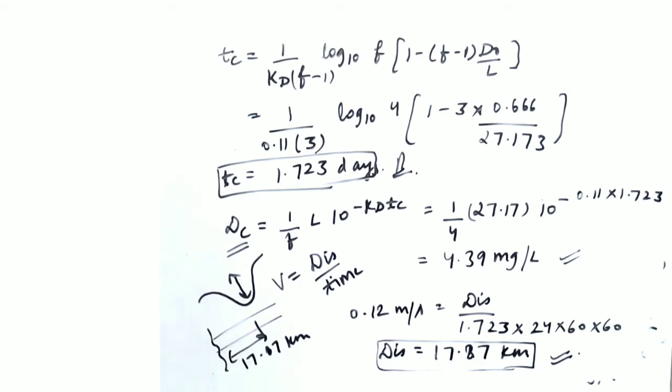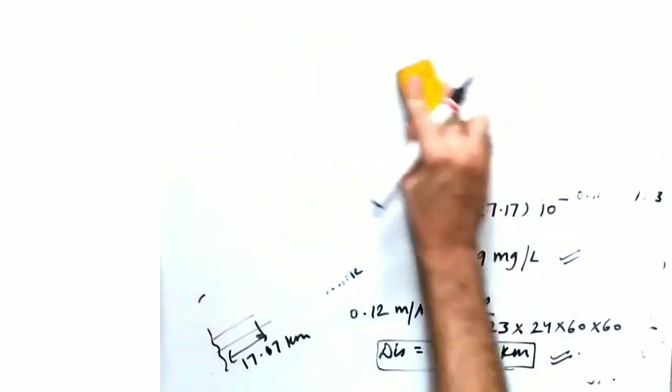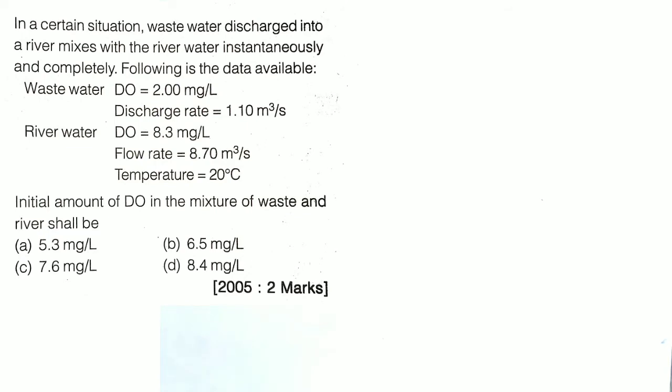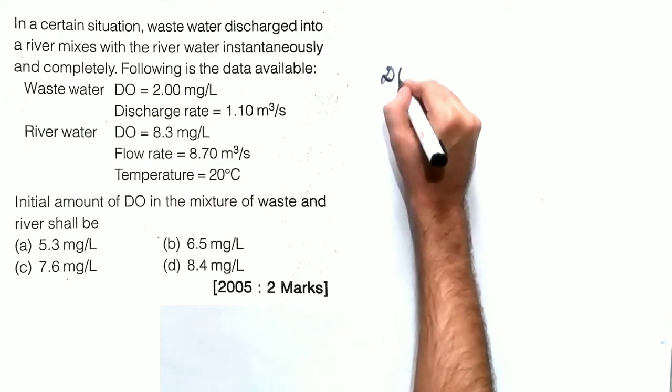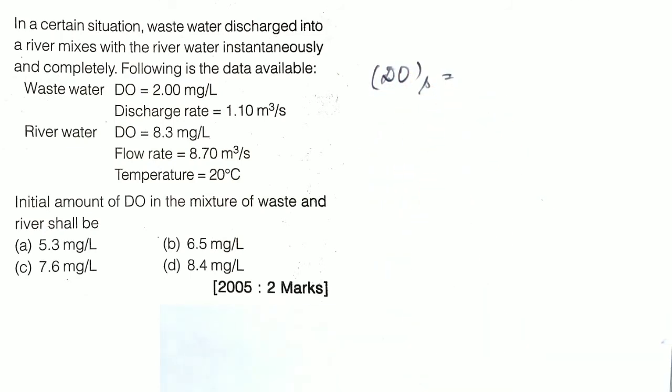Okay, the next question is from the previous year GATE question, and it was asked for 2 marks in the year 2005, and it is very simple. The characteristics are given and you have to calculate the mixture DO, the dissolved oxygen of the mix. So for wastewater, the dissolved oxygen is given for sewage as 2 milligram per liter.